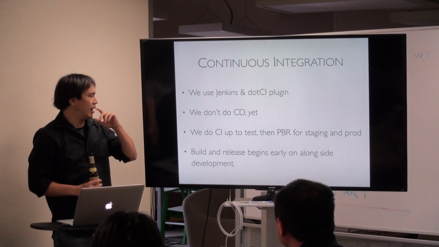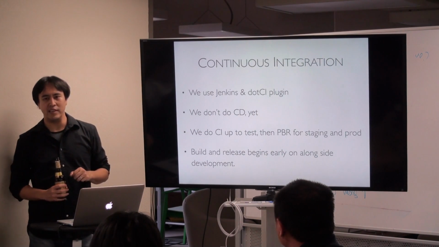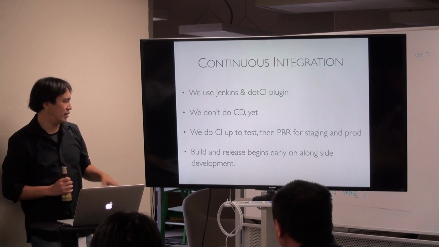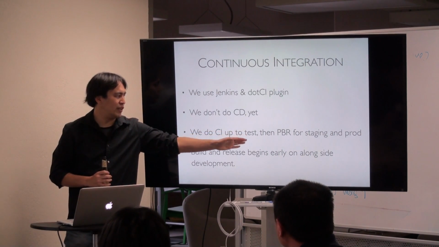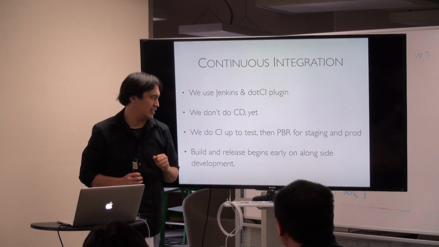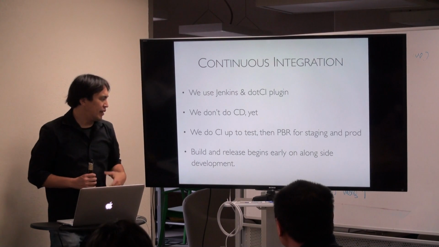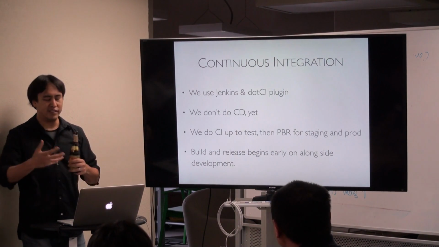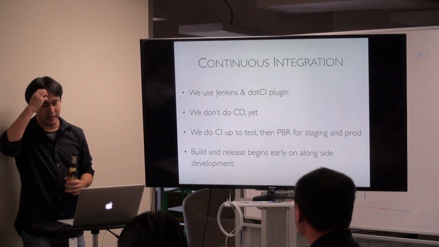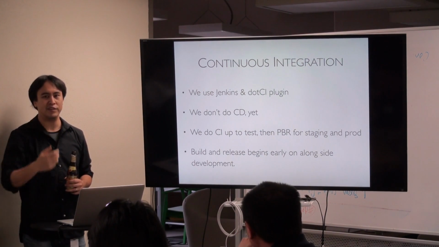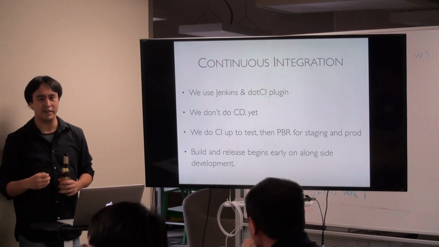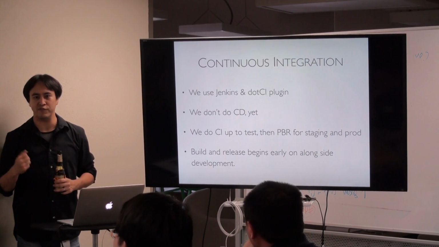Again, we use Jenkins and the .ci plugin. We don't do continuous deployment yet. Possibly we will, but for now, we just haven't. We do continuous integration up to a point, and then it's not beer, I kind of wish it was beer, but it's actually push button releases for staging and prod. Build and release begins early in the process. Again, every commit becomes a potentially deployable container for us. So at any point, any container can be something we could eventually promote to production if we wanted to.